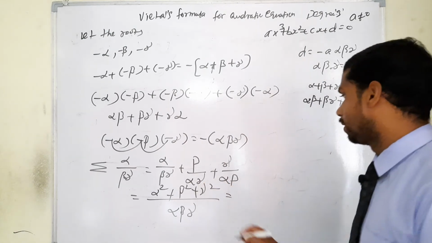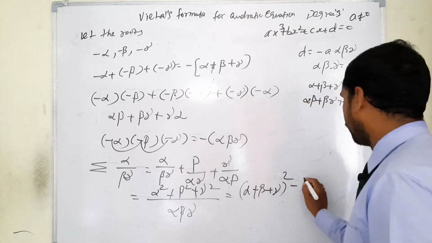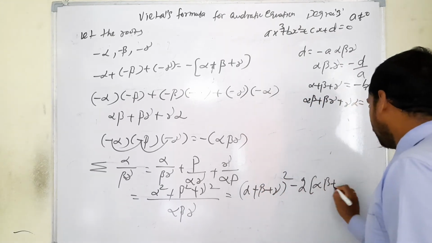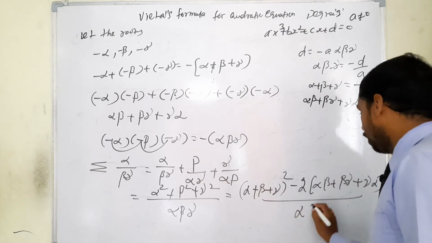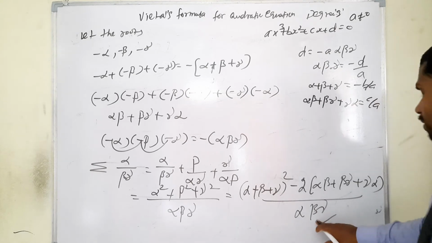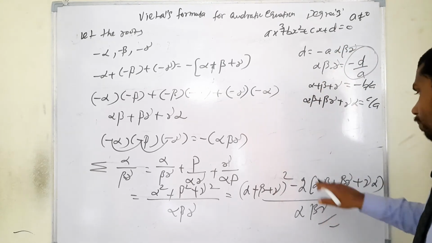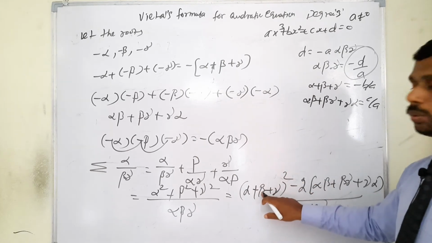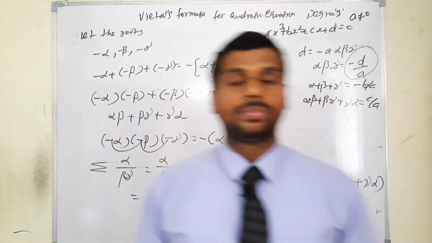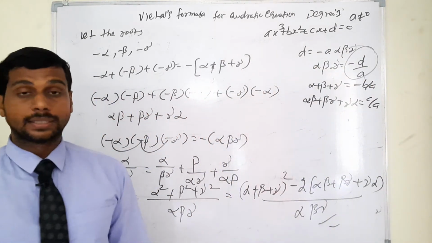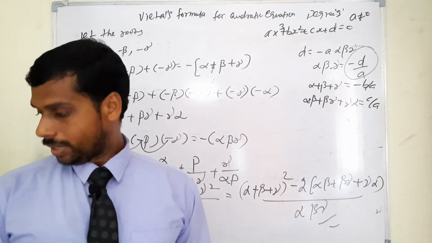So how to rearrange it? (α + β + γ)² minus 2(αβ + βγ + γα), the whole divided by αβγ. Now you can apply, for the denominator, the constant minus d/a, the product of the roots taken three at a time. For the numerator, the first is the sum of the roots taken one at a time, the second is the sum of product of the roots taken two at a time. That's all. Some important examples for your understanding. I hope you understand. I will continue with example problems.